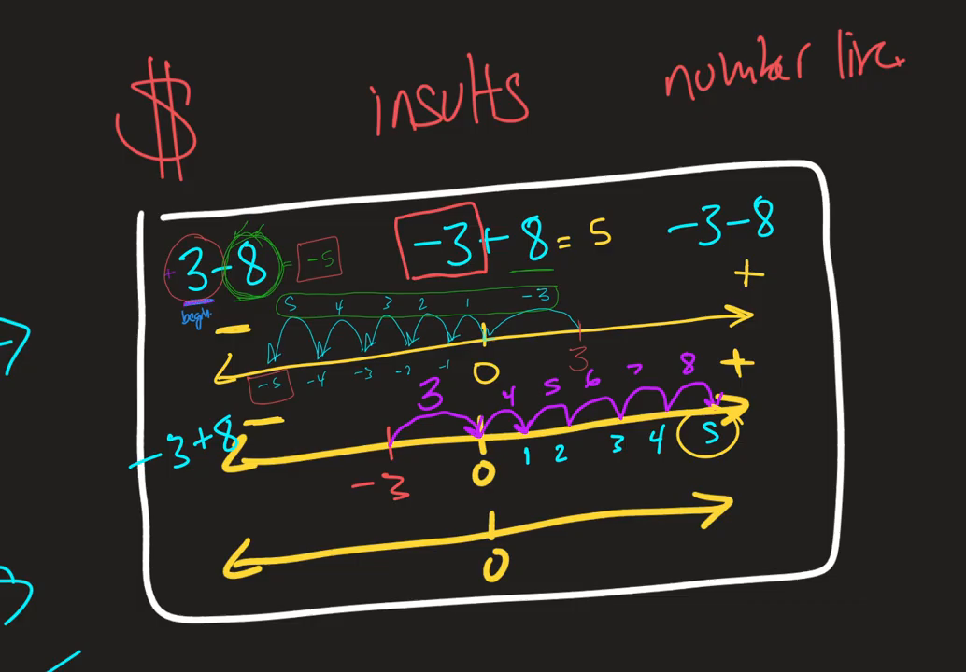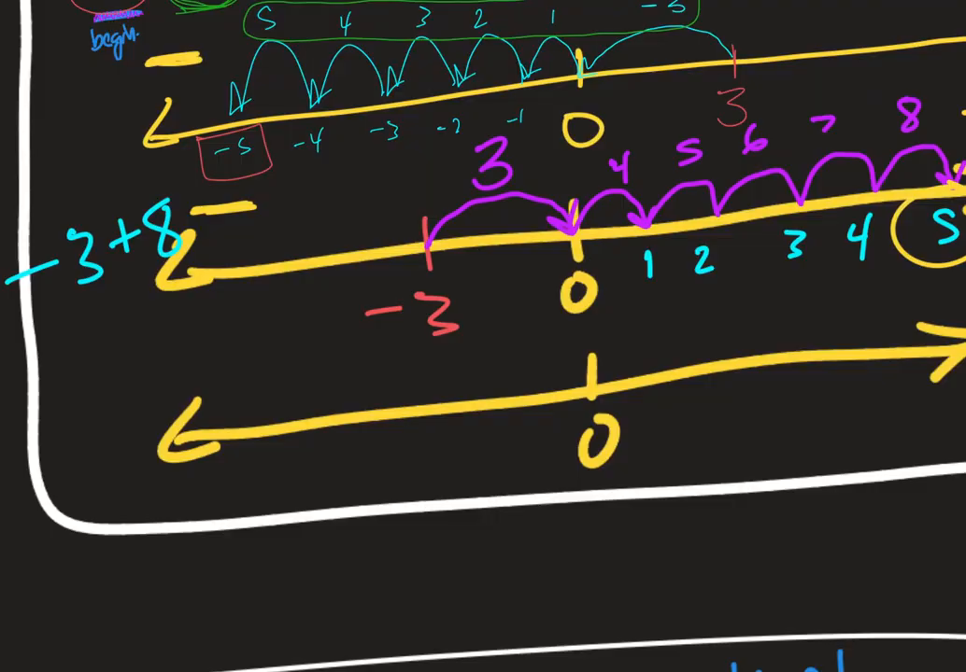Next, -3 minus 8. Okay, let's do that right here. -3 minus 8. Again, we're starting at -3. We're starting right here. And where are we going to go next? We're going to go in this negative direction, or are we going to go in this positive direction? This tells us we're going to go negative direction. We're going to go this way. So let's do that. We can literally just count.